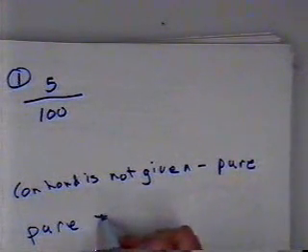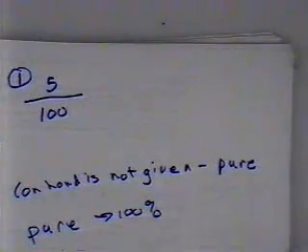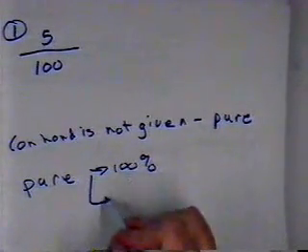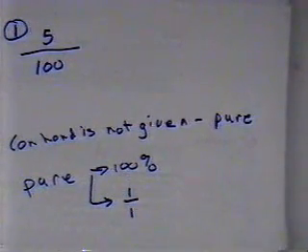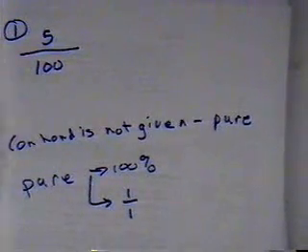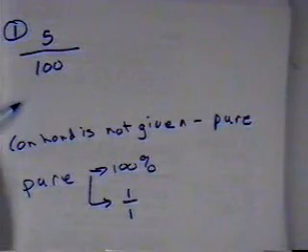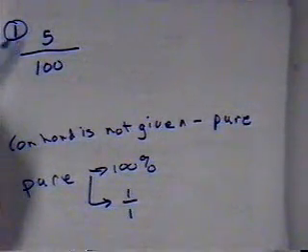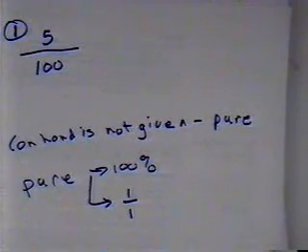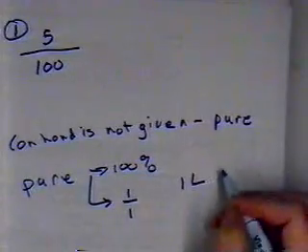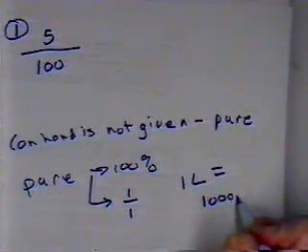Pure, when you're working with a percent, is 100%. But if you're working with a ratio, pure is 1 over 1. So if the number on top would have been a ratio, this would have to be 1 over 1. But 5%, we assume that it's pure because they don't tell us. And I want to prepare 1 liter. If we cannot work with 1 liter, we have to change this to 1,000 milliliters.